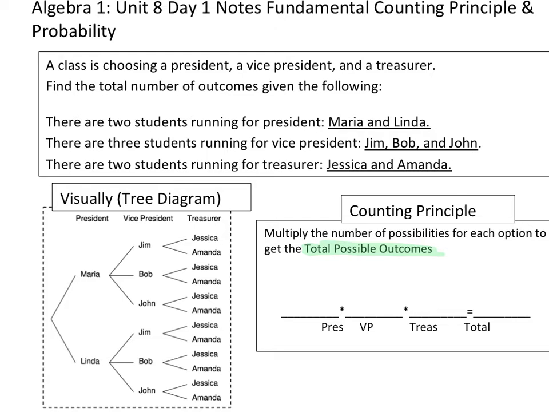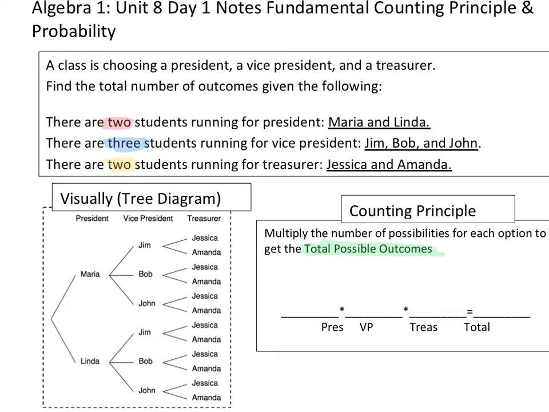It says a class is choosing a president, a vice president, and a treasurer. Find the total number of outcomes given the following. There are 2 students running for president, 3 students running for vice president, and an additional 2 students running for treasurer, okay? To figure out how many possible outcomes there are, we write down how many options there are for each of the president, vice president, and treasurer.